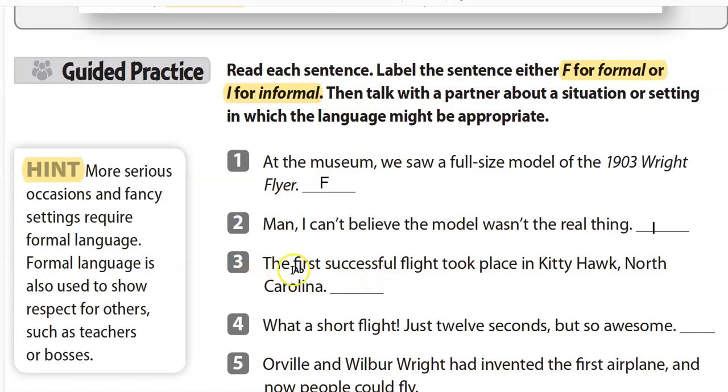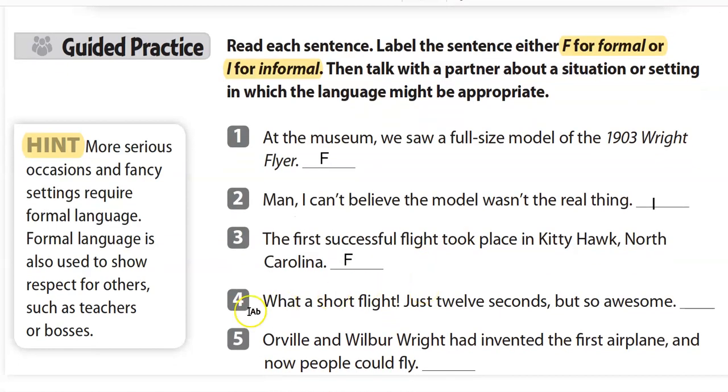Let's look at number three. The first successful flight took place in Kitty Hawk, North Carolina. Again, we want to think, was this a complete sentence? Are the words spelled correctly? Did we hear any slang expressions? I agree. This sentence is a formal sentence. It is a complete sentence and uses correct spelling. Let's look at number four.